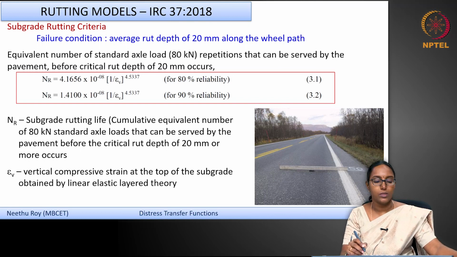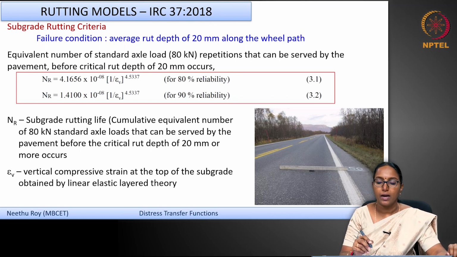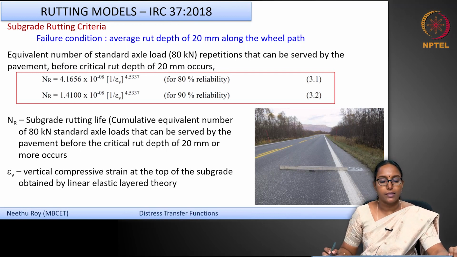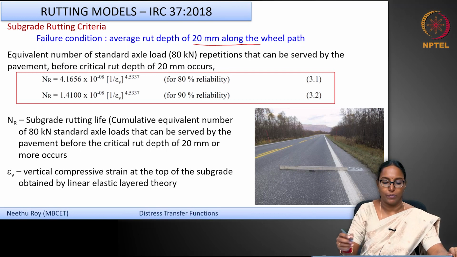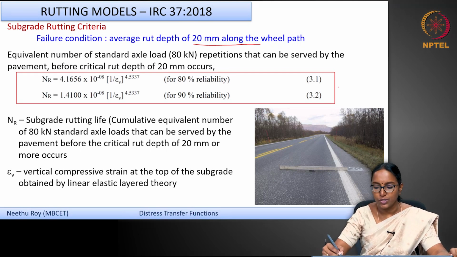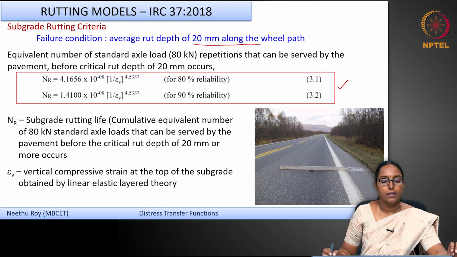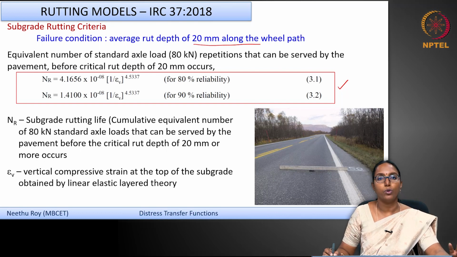Now, let us see how this rutting is considered in IRC 37 2018. In IRC also, you consider the subgrade rutting as the rutting criterion. The failure condition that is considered is an average rut depth of 20 mm along the wheel path. Now, the distress transfer functions are given correlating the equivalent number of 80 kN standard load repetitions that can be served by the pavement before a critical rutting failure of 20 mm occurs.